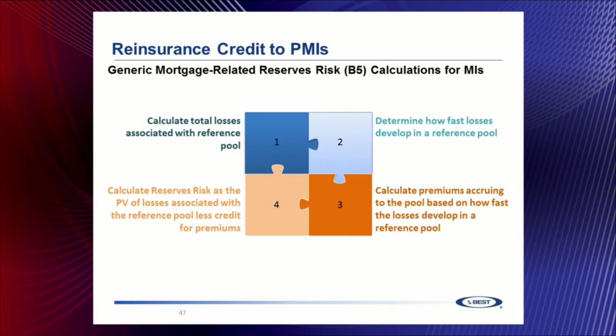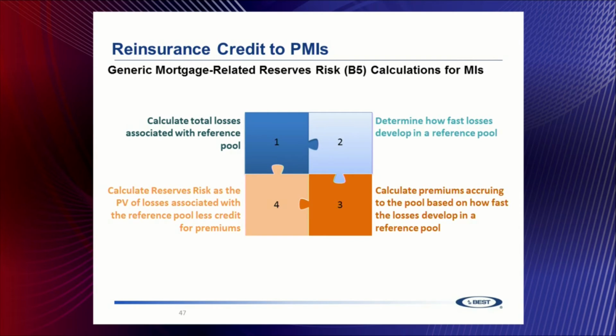Generically, how we calculate reserves risk is we begin with a reference pool, and we calculate the losses in the reference pool, and we determine how fast the losses develop in that reference pool. And based on that, we can calculate the premiums accruing to the pool based on how fast premiums accrue to the pool.